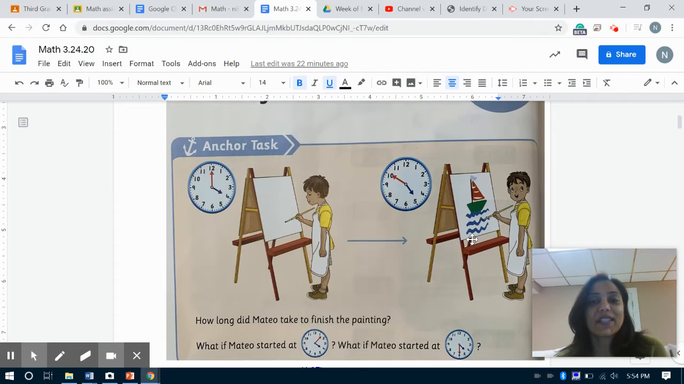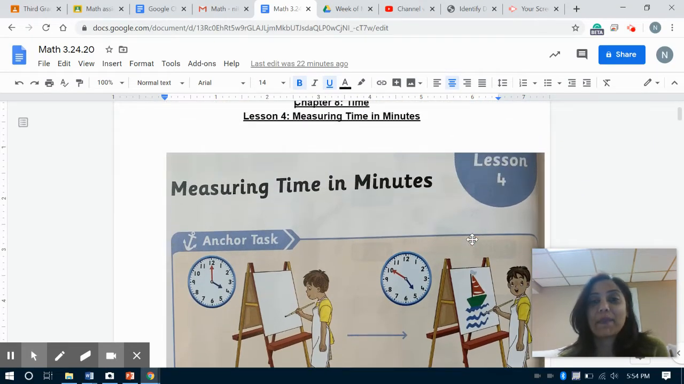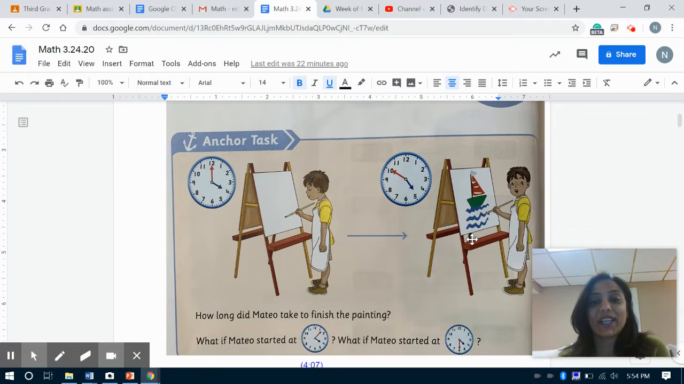Friends, today's math lesson is again on time, this time measuring time in minutes. You've been doing that already. We've been looking at start times and end times. So here's another question for you that has to do with the start time and end time.